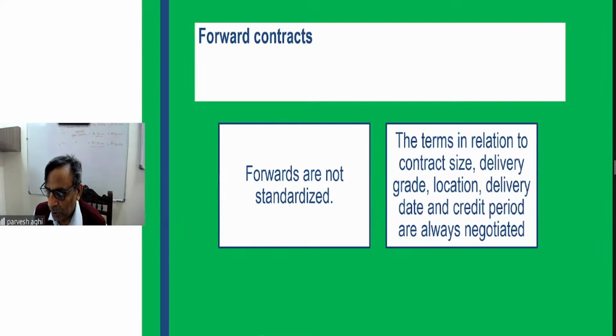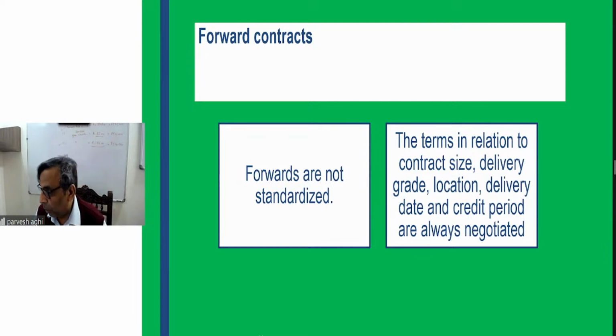But terms in relation to a forward contract are not standardized. Contract size, you can take any. You can go to the bank and say that I need a $1,500 forward contract, and they will be ready. Of course, these are very small amounts; it has to be in millions. So they'll take it. Delivery, grade.